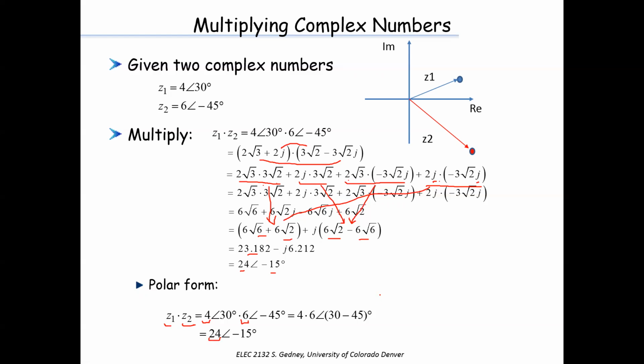And this is the same as saying e to the j phi 1 times e to the j phi 2, which I know is equal to e to the j (phi 1 plus phi 2). Same thing in angular form: I can simply add the angles. So I can add 30 plus minus 45, which gives me minus 15 degrees. So I'm simply multiplying the magnitudes and adding the two angles. I can do multiplication in polar form quite trivially.